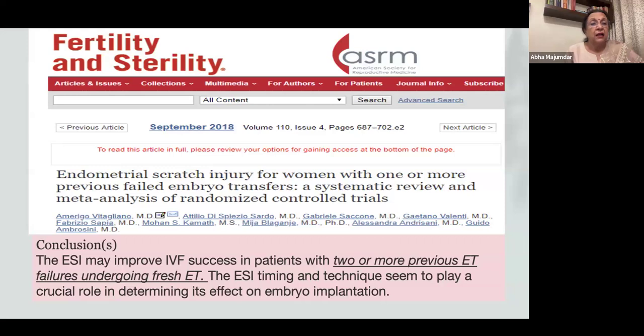In 2018, Fertility and Sterility had a systematic review of all the trials which were relevant, and they said that yes, endometrial scratch injury may improve IVF success in patients with two or more previous ET failures undergoing fresh ET. So they gave a very different view. They said in fresh ET it will work, and the ESI timing and technique seems to play a crucial role in determining its effect on embryo implantation.